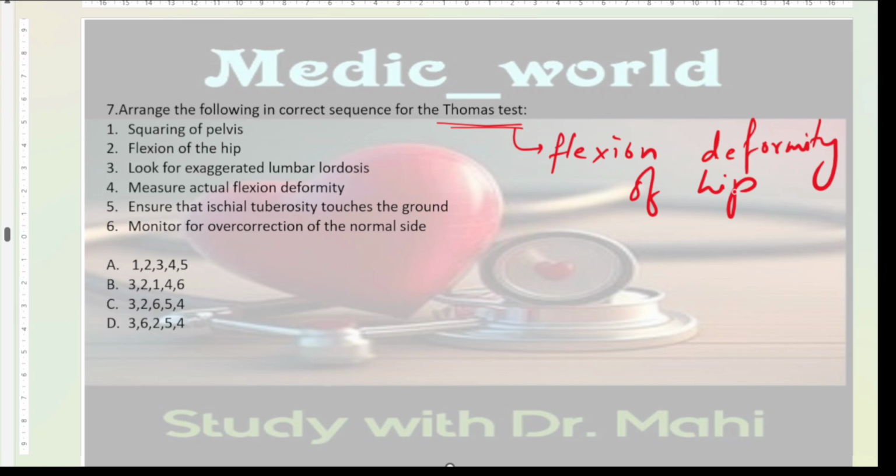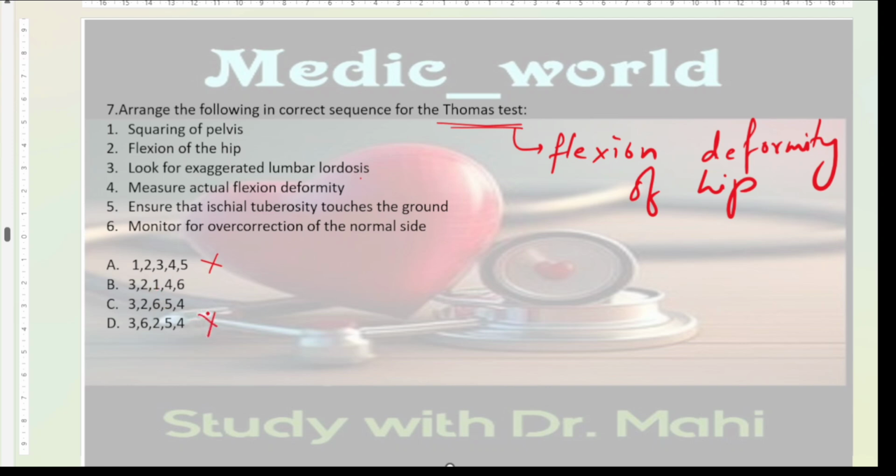Now, the steps of this test include, first, we have to look for the exaggerated lumbar lordosis. Just identify the first statement. First is look for the exaggerated lumbar lordosis. 3 is the first. Okay, we have ruled out option A. Now, the next step is flexion of the hip. 2. We have ruled out option 2.